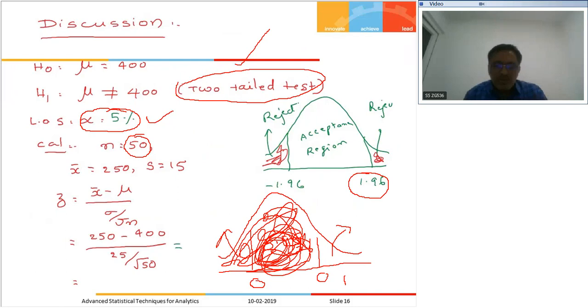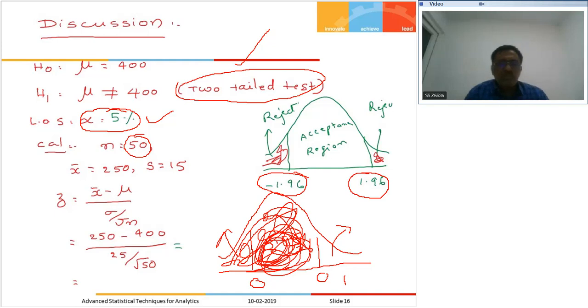What about this one more boundary? Because both are symmetrical, if it is 1.96, obviously the other one has to be minus 1.96. Okay. I hope that at least to some extent this is very clear, right? But I will make it very clear with some more examples. So do not worry.